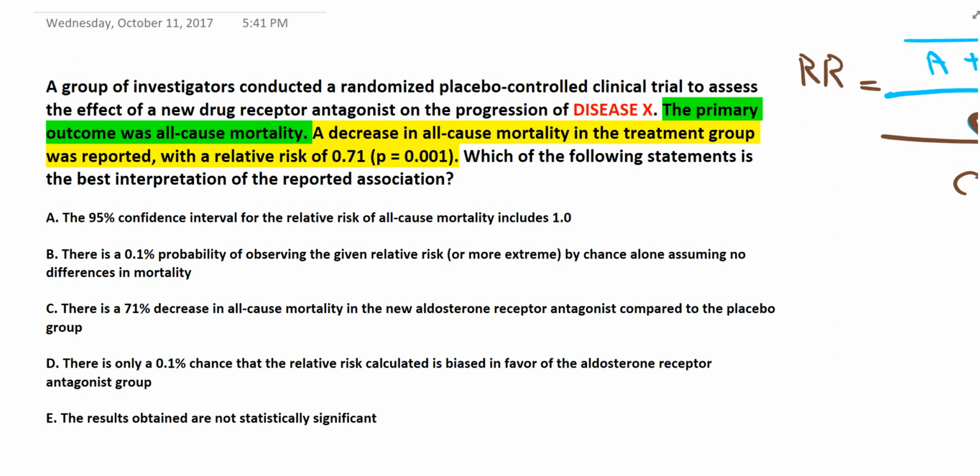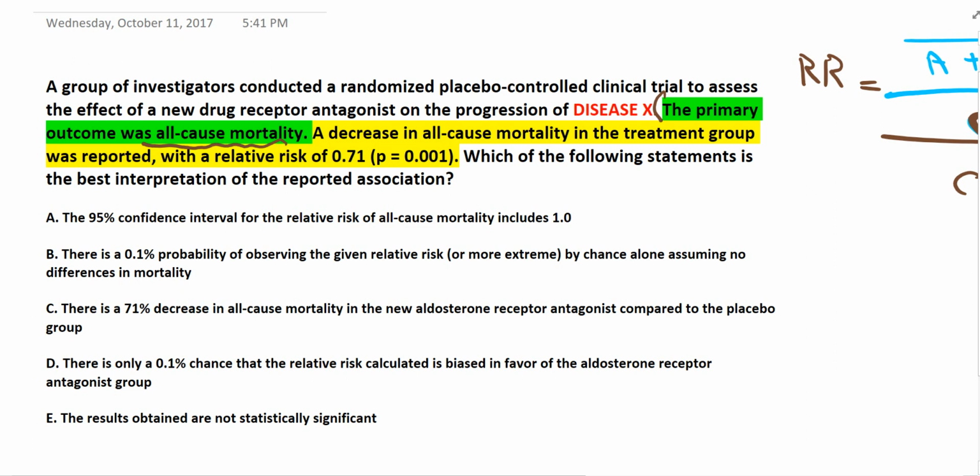Now the question says a group of investigators were trying a drug, comparing placebo to control for a specific disease. Now here's the twist. Start from here. It says that the primary outcome was all-cause mortality. You need to know what that means. All-cause mortality means all dead people, in a flat expression.